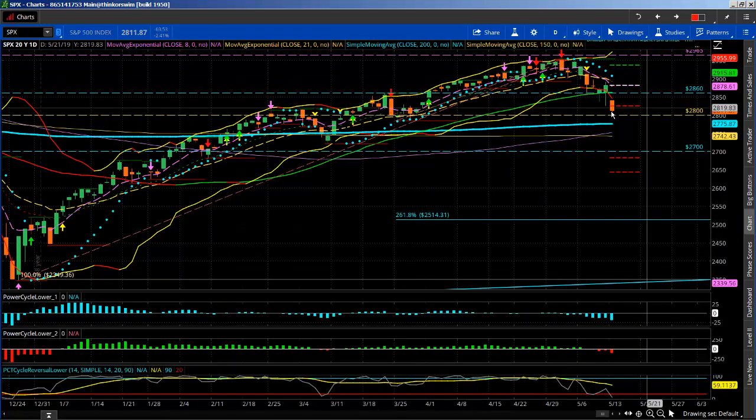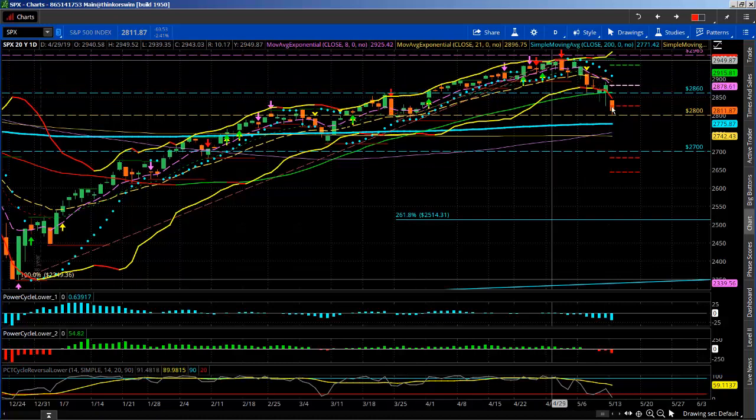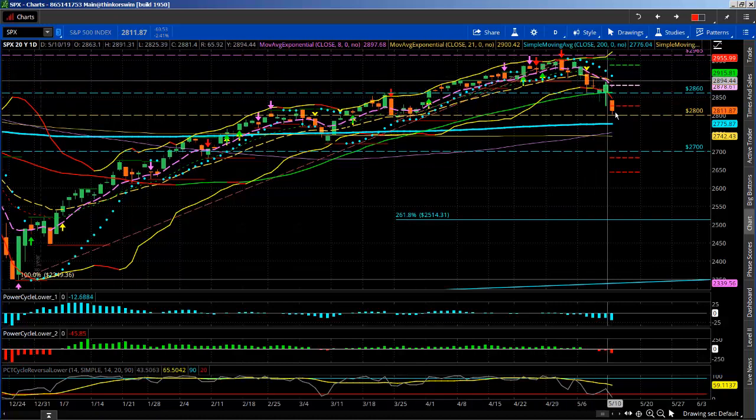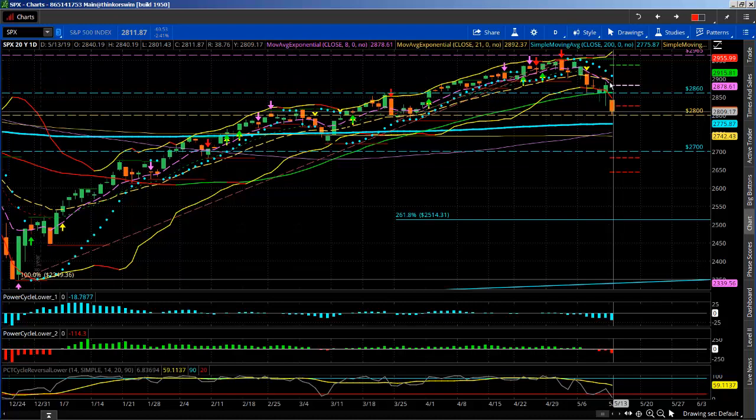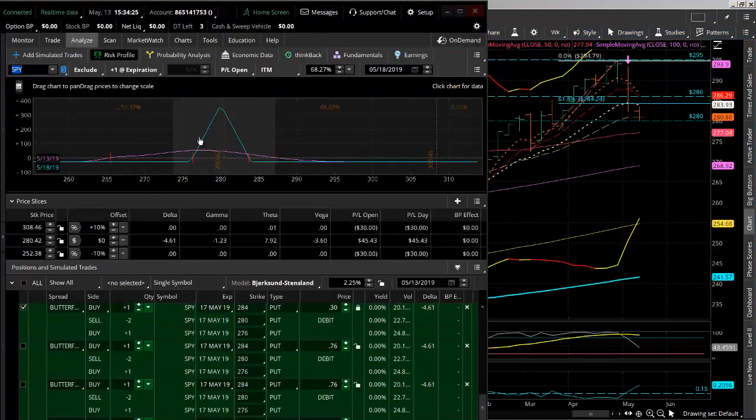All right, so how did we set the trade up? We set up a really low risk directional short trade setup using a put butterfly to target 2800 on the SPX and 280 on the SPY. So let's take a look and see how those turned out. We set up this butterfly using the SPY ETF. So we did the 284, 280, 276 put spread.